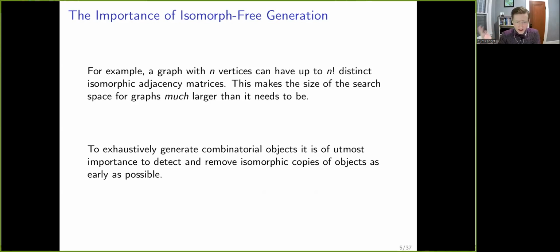N factorial, it grows faster than exponential. If you just put your head in the sand and pretend it doesn't exist, you're going to be blown out of the water by someone who actually takes action to limit this n factorial factor, right? So it's of utmost importance we do something about it in order to make our combinatorial searches fast and efficient. So what do we do?